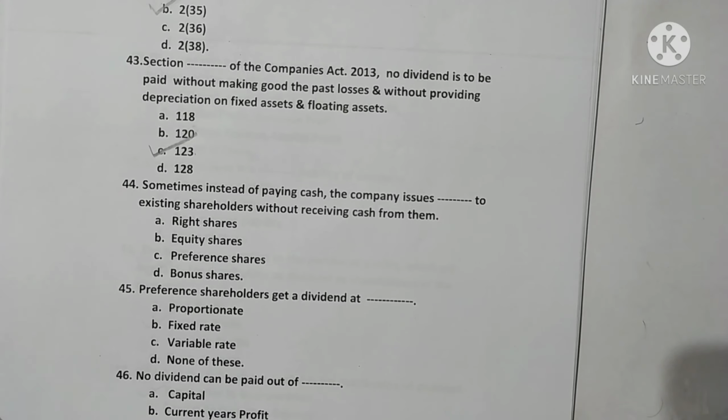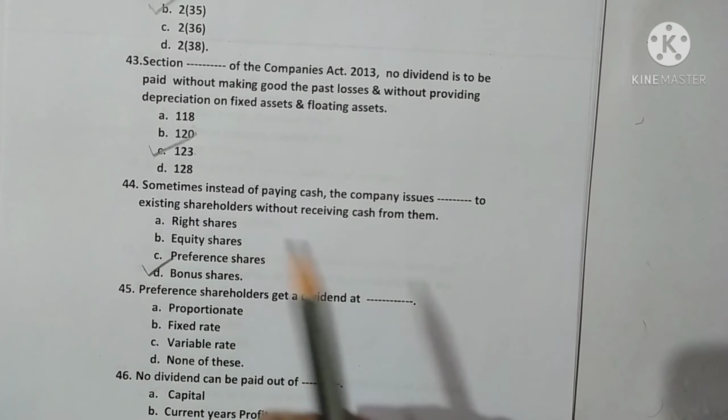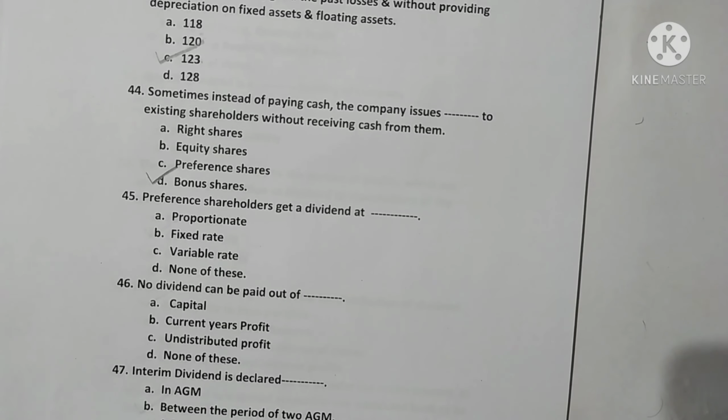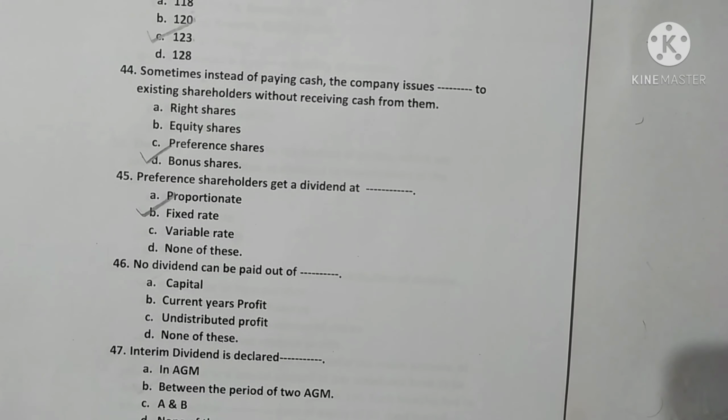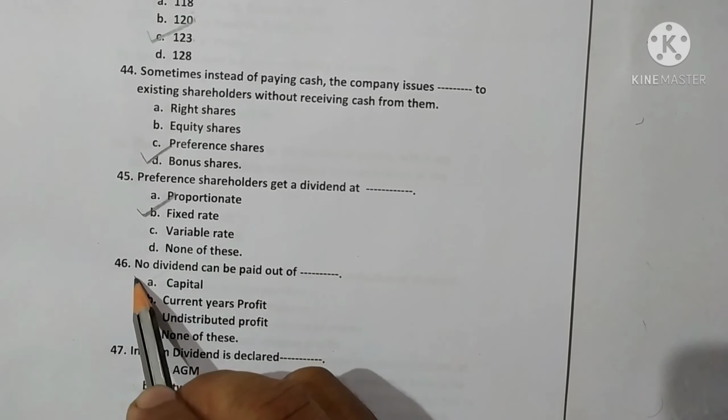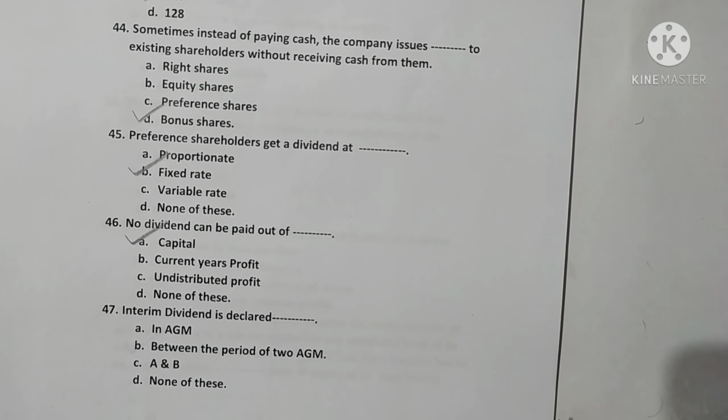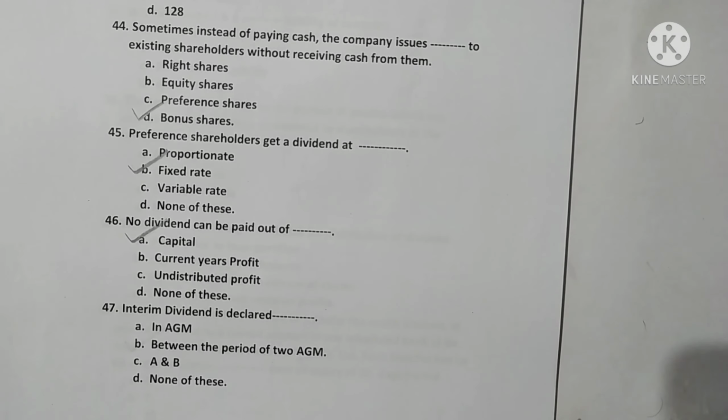Question 44. Sometimes, instead of paying cash, the company issues a dash to existing shareholders without receiving cash from them: bonus shares. Here option D is correct one. The preference shareholders get a dividend at a fixed rate. Here option B is correct one. No dividend can be paid out of capital. Here option A is correct one. Interim dividend is declared in between the period of two AGMs. Here option B is correct one.